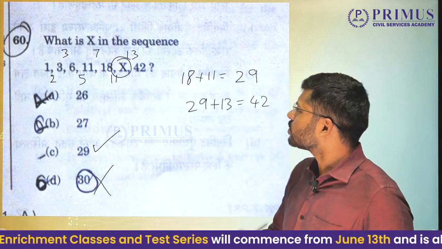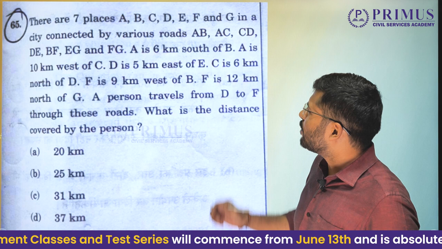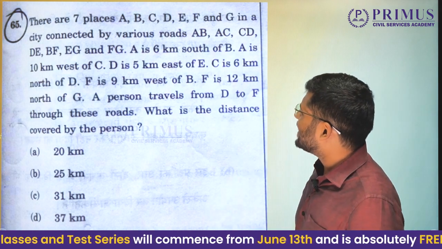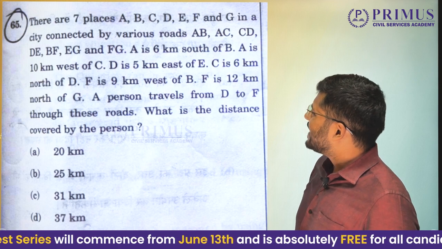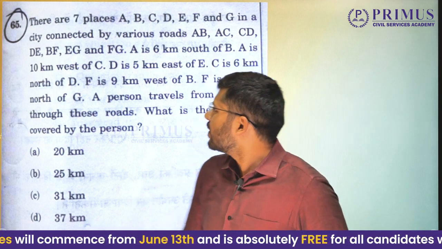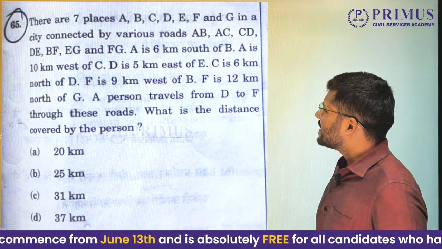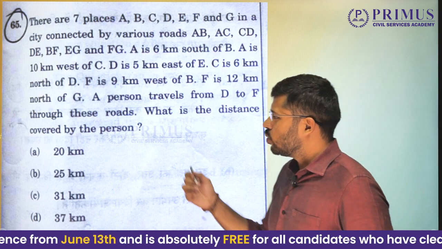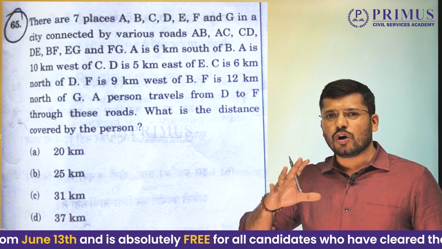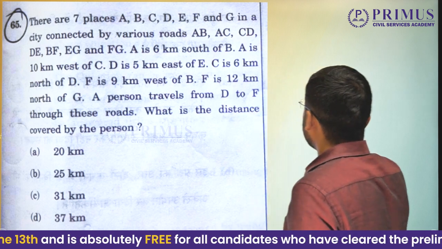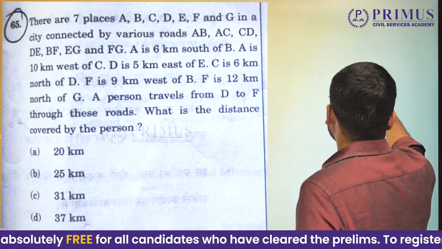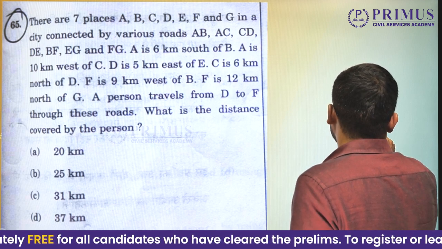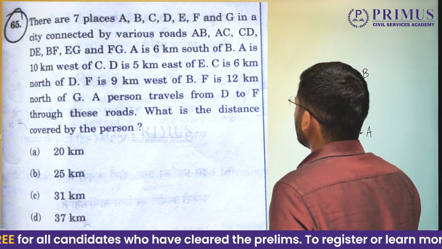We'll go further now. There are 7 places A, B, C, D, E, F and G in a city connected by various roads: A-B, A-C, C-D, D-E, B-F, E-G and F-G. A is 6 km to the south of B. So this is a question on directions. We will just draw the diagram as per the given data. So A is 6 km to the south of B. So let B be here. A is 6 km to the south of B.